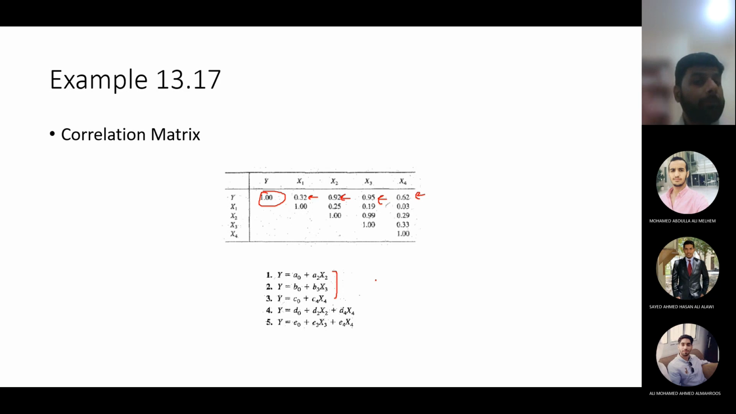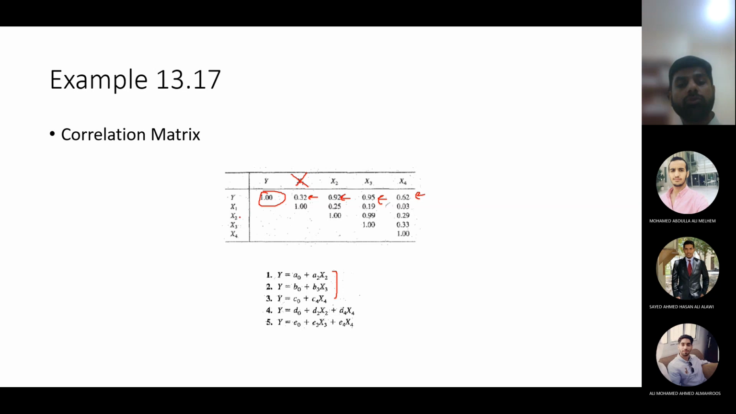Now, if you are including multiple x values in the same equation, then these x values must not be highly correlated with each other. They must not be highly correlated with each other. Okay, so see, which x values are highly correlated with each other. Now, x1 cannot be part of the model, so we don't have to check this. Okay, because x1 is not correlated with y, so x1 will not come into any equation. Now we have to check x2, x3, and x4.